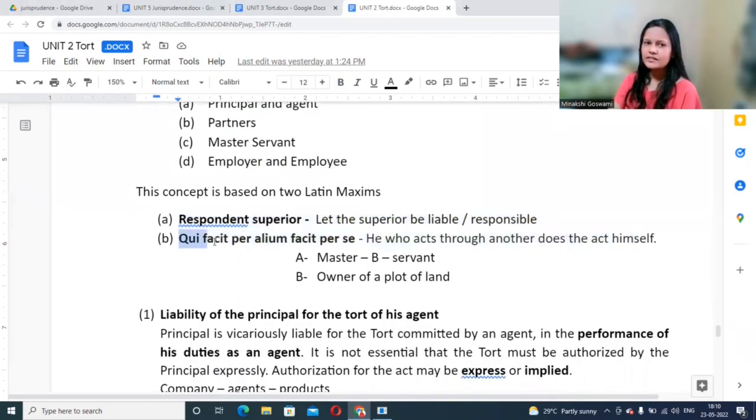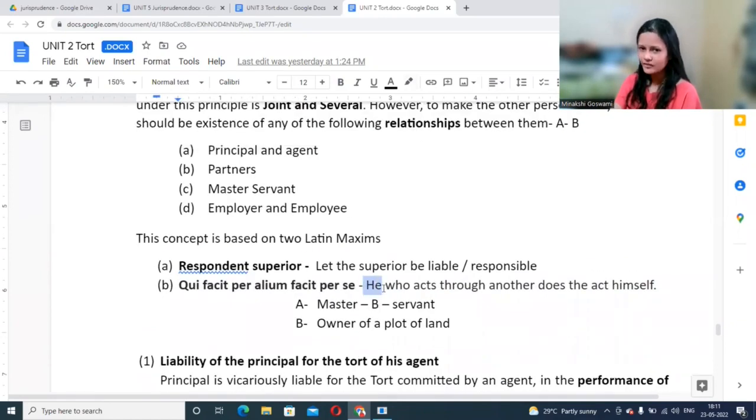Second one we have is qui fecit per alium fecit per se. So this maxim means he who acts through another does the act himself. He as in the superior one. Like I said, the superior one is better situated. The superior one is in a position to give orders, directions, etc. Okay, so he, that is the superior one, who acts through another. Actually, it's that the superior one wants to get something done, but he is not doing it himself. He is giving the directions to someone else that you get this certain thing done.